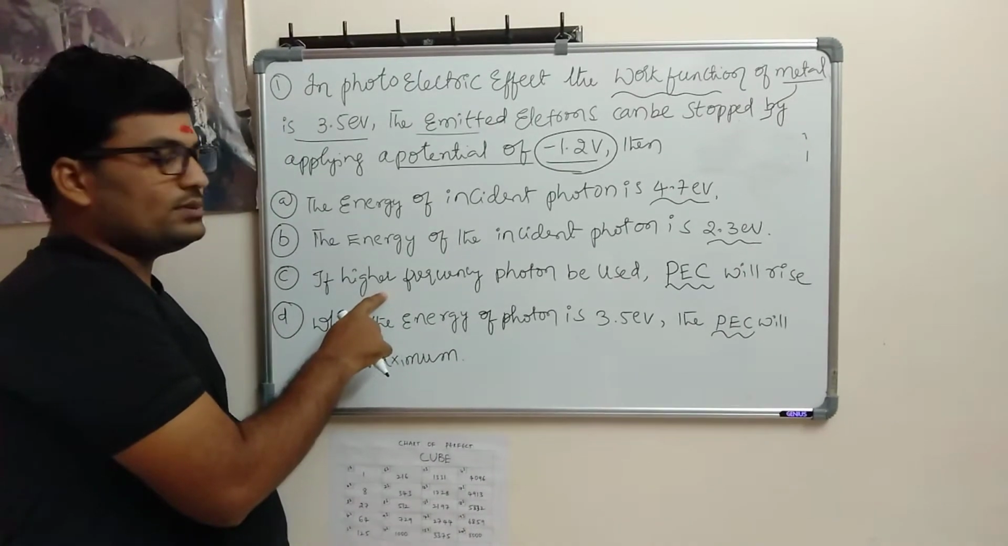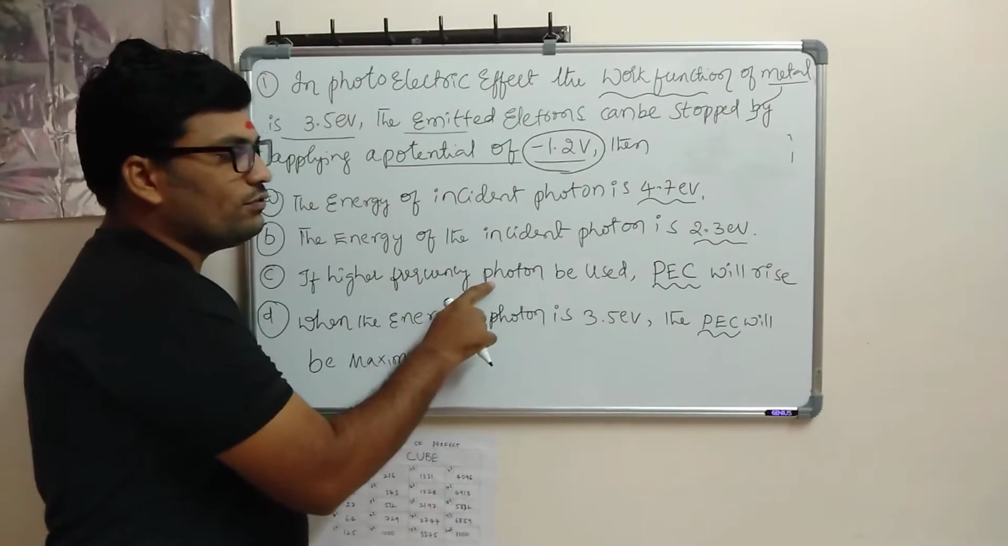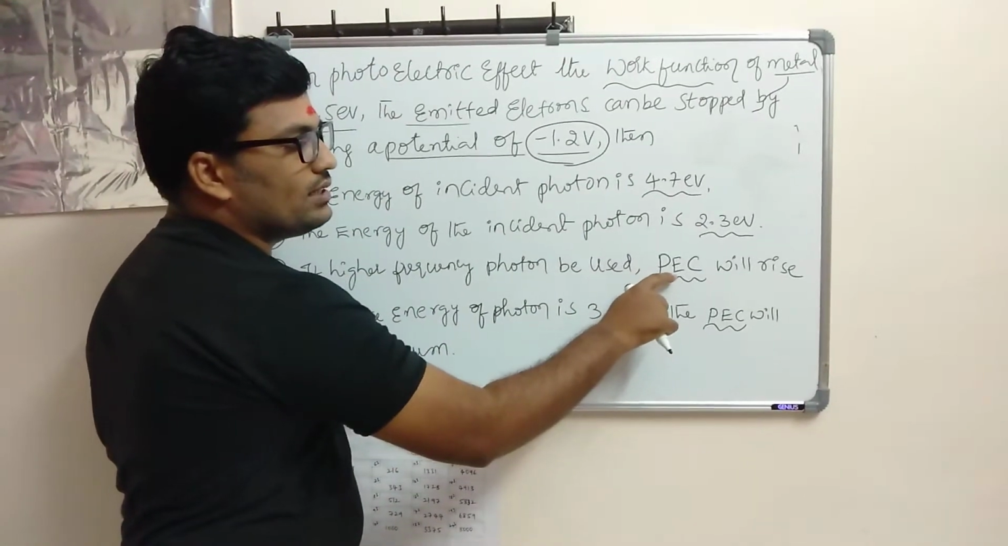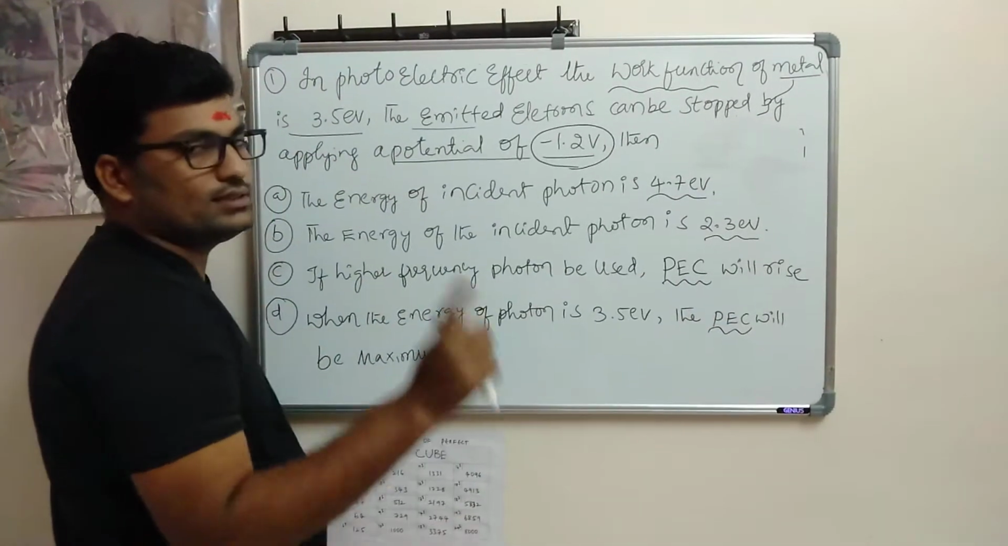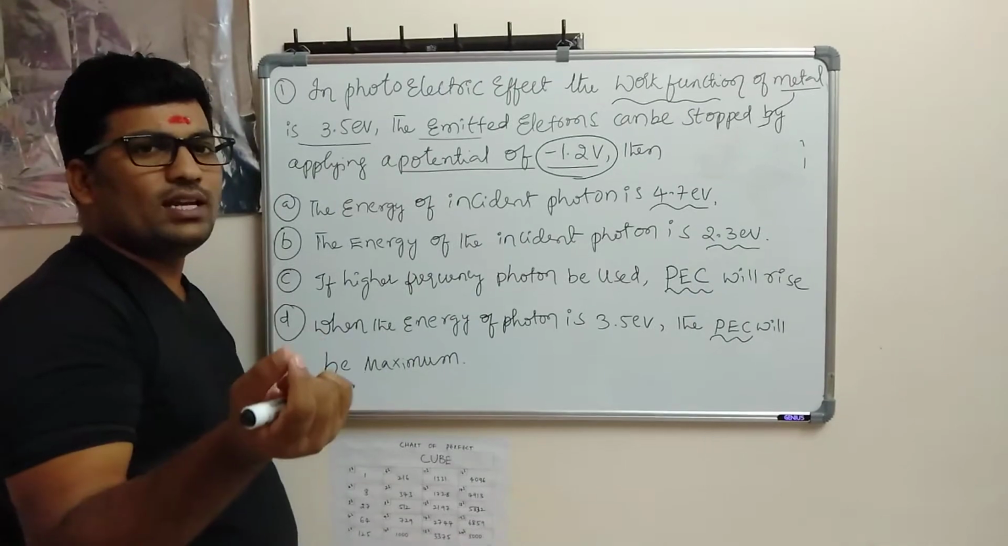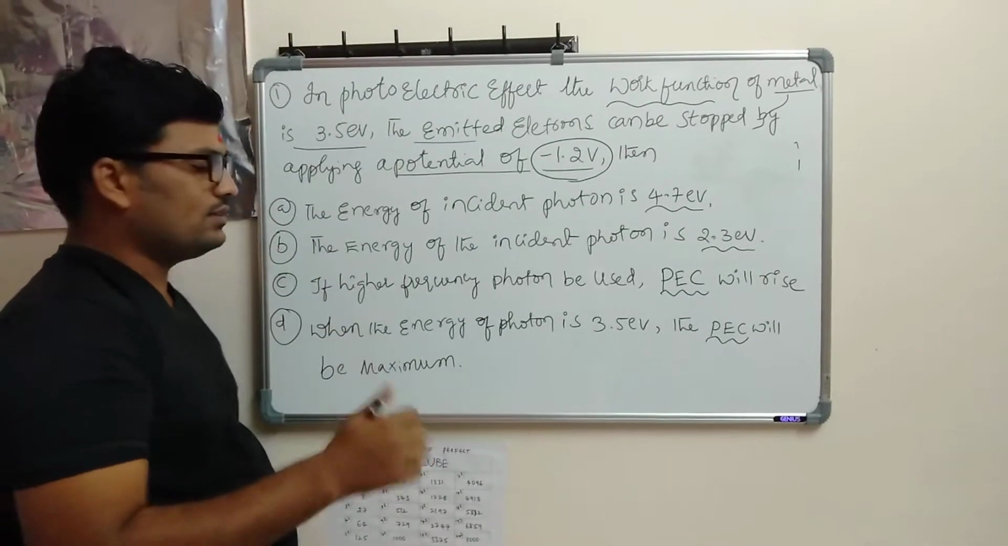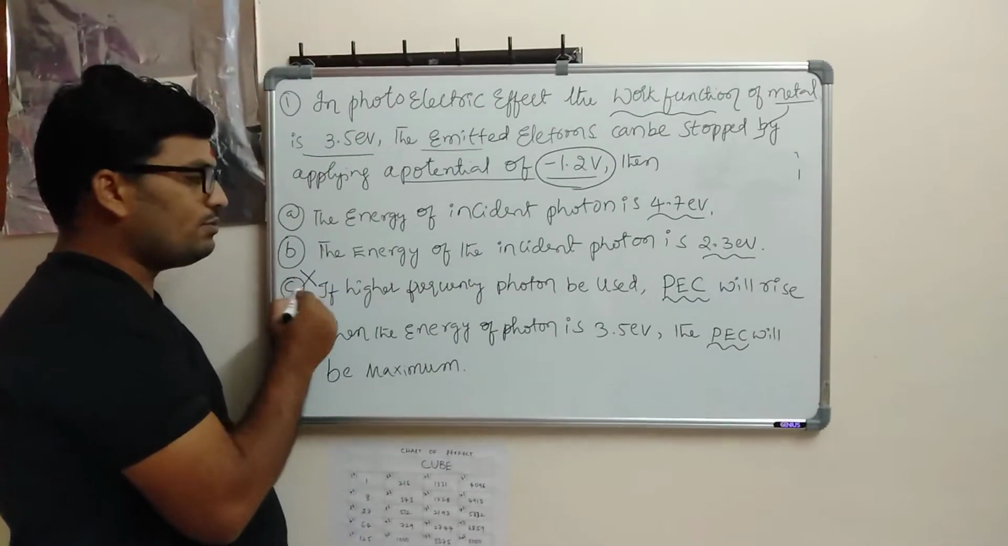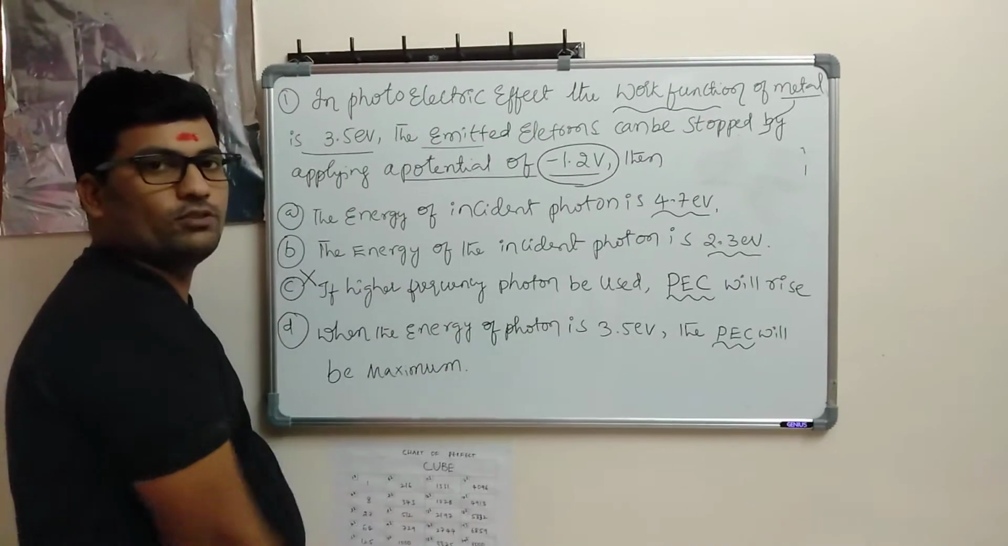Clearly you see the third option. The third option says the higher the frequency of the photon, the photoelectric current will rise. This is clearly wrong because photoelectric current is independent of frequency. So this is an option I can remove.